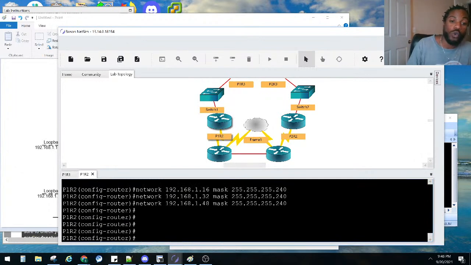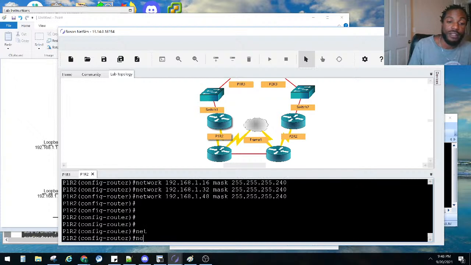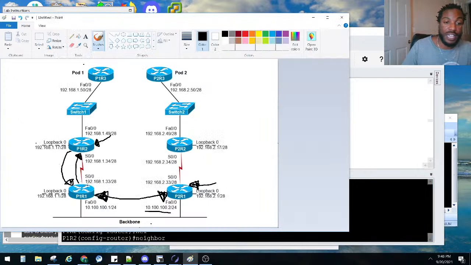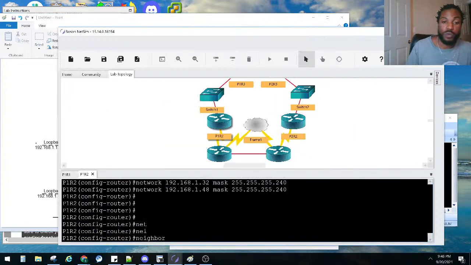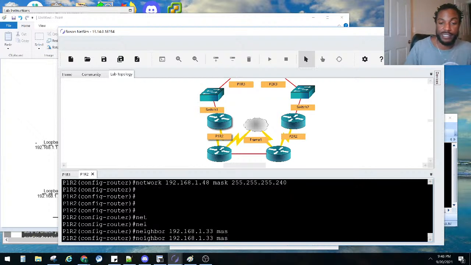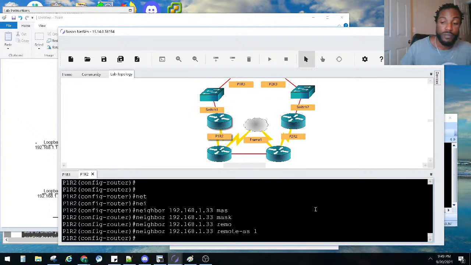So we're already in router config mode. Now we just say neighbor, and the neighbor is going to be this guy right here. We'll use his serial interface, 192.168.1.33. Mask is, no, we don't have to do the math. My bad. Remote AS is the same AS. So in this case, 1.